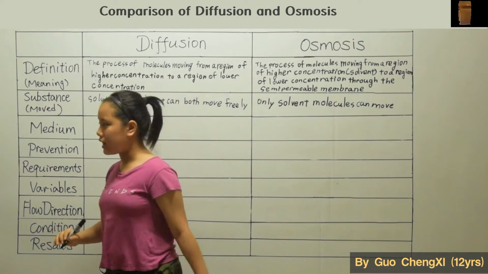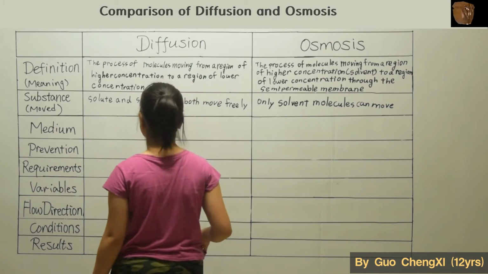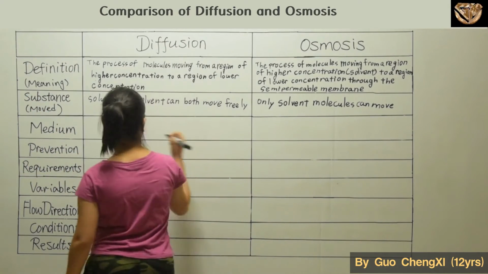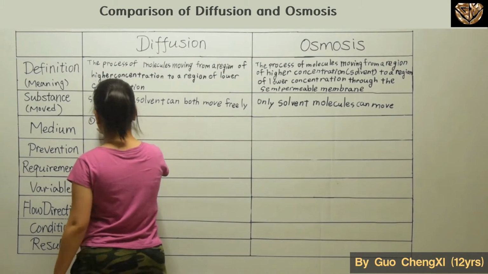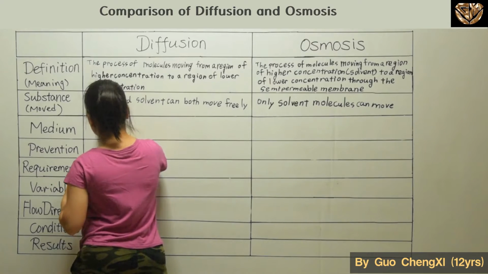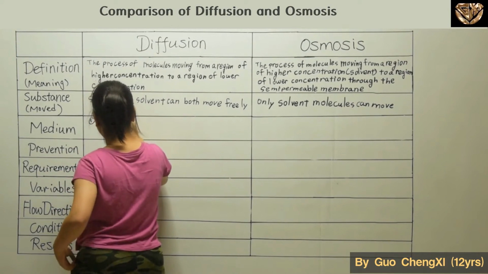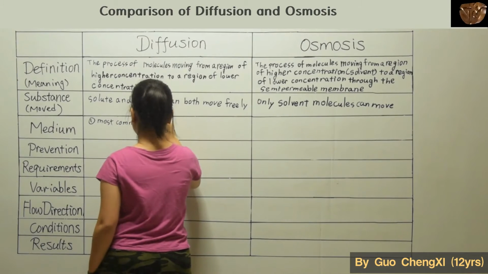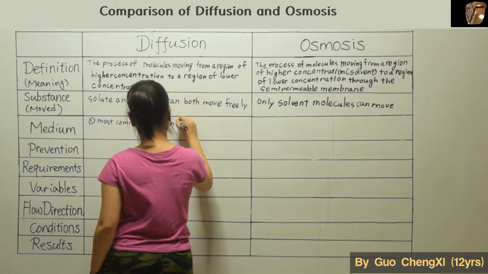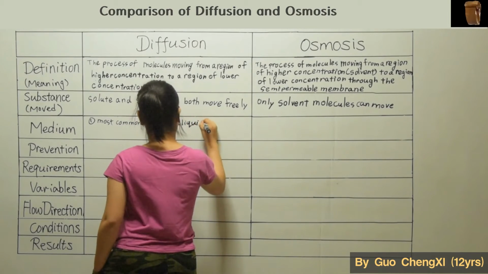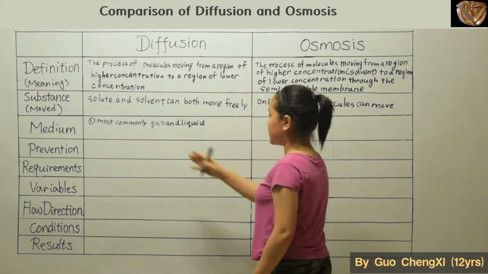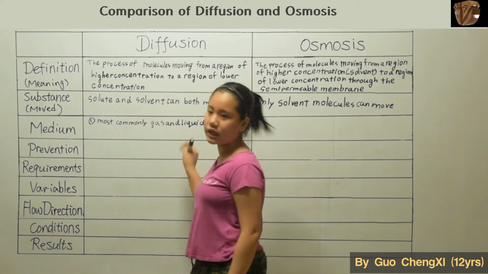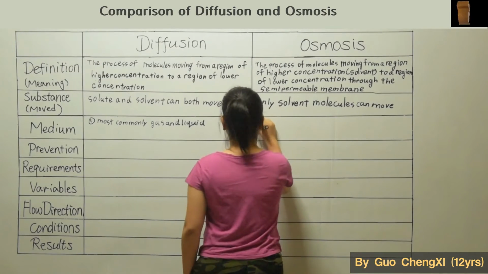So the medium, as I've already explained, is the space where the process happens. What is the medium for diffusion? There are two things I need to say. The first one is that it can most commonly be gas and liquid, because in gas and liquid the molecules can move freely, while for solid it's not that well. So it's mostly gas and liquid. For osmosis, it is liquid only.